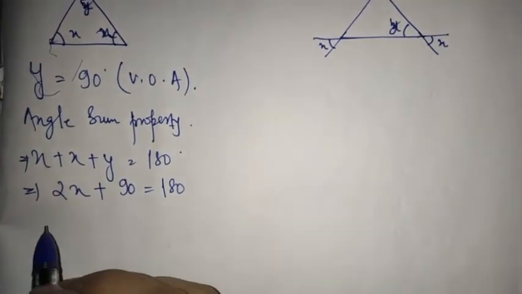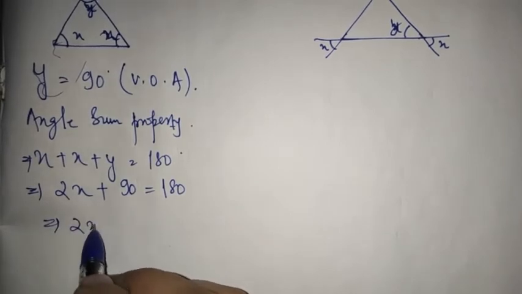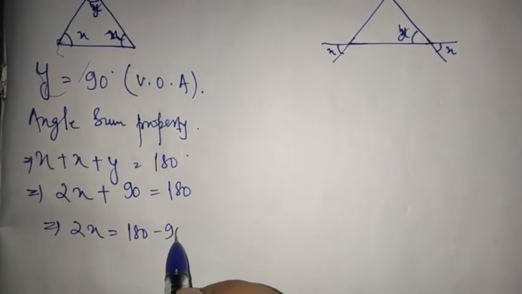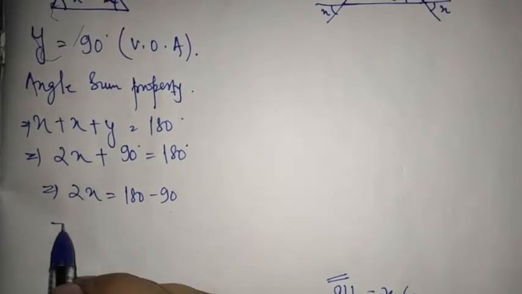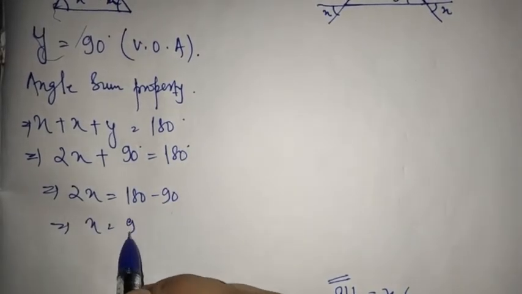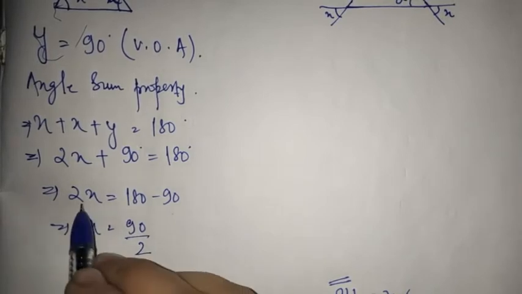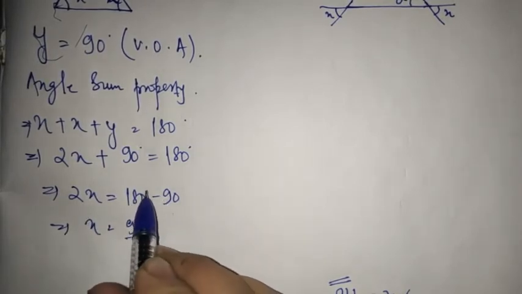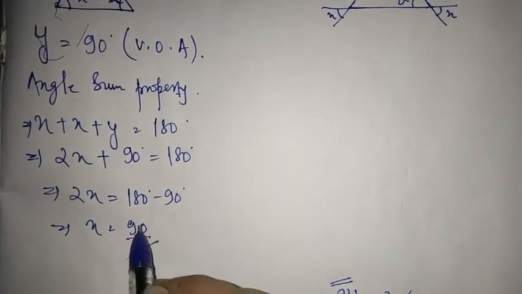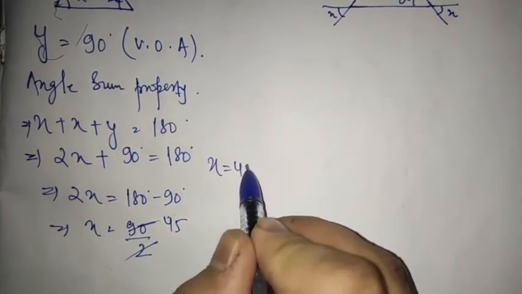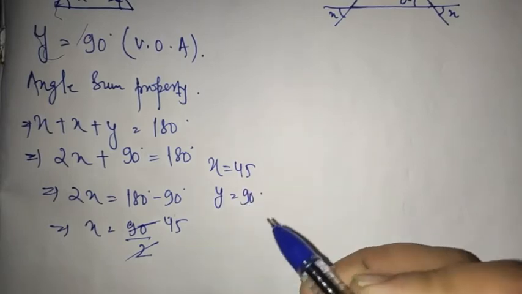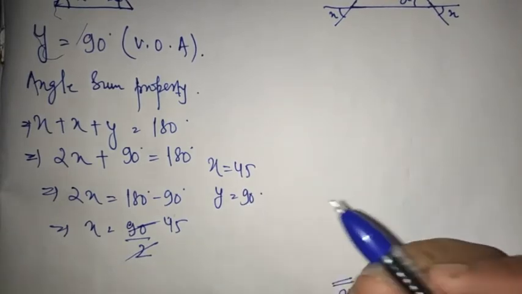So now 2x is equal to 180 minus 90. This 90 degree got transposed to this side. Now your x is equal to 90 by 2. I can write this 2 came here. Now 180 minus 90 is 90. So 2 1s are 2, 2 45s. So you got the value x is equal to 45 degree. Y is equal to 90 degree. I hope you understood how I did this, right?